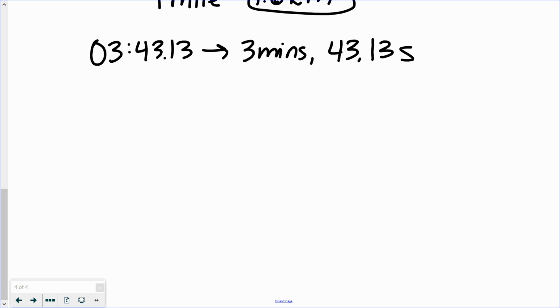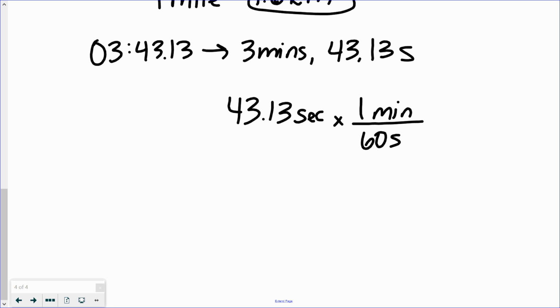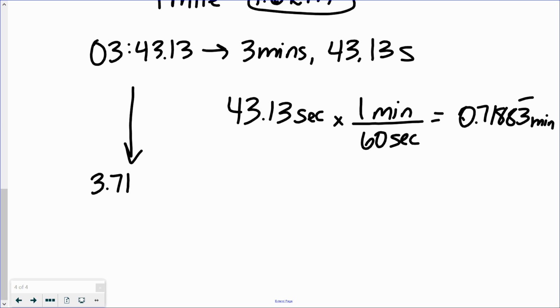So converting that 43.13 seconds into a minute. Hang on to our units. Seconds. 1 minute is the same thing as 60 seconds. So this gets us 0.71883 repeating minutes. So this, as just minutes instead of minutes and seconds, is 3.71883 minutes. Now we need to convert that into hours.